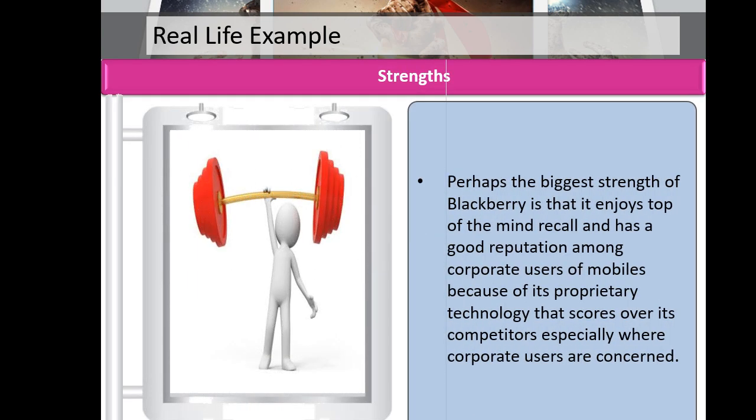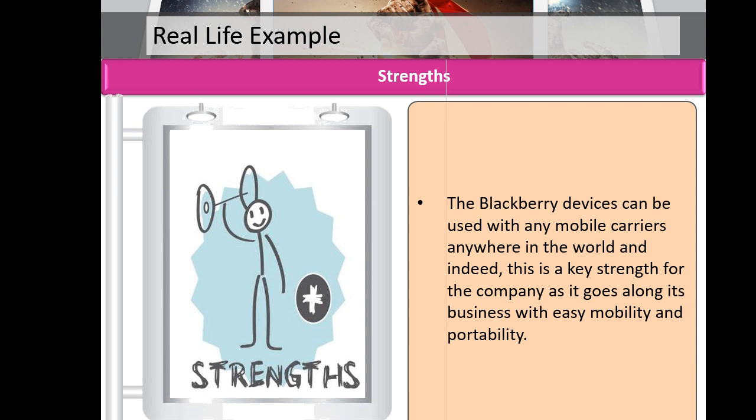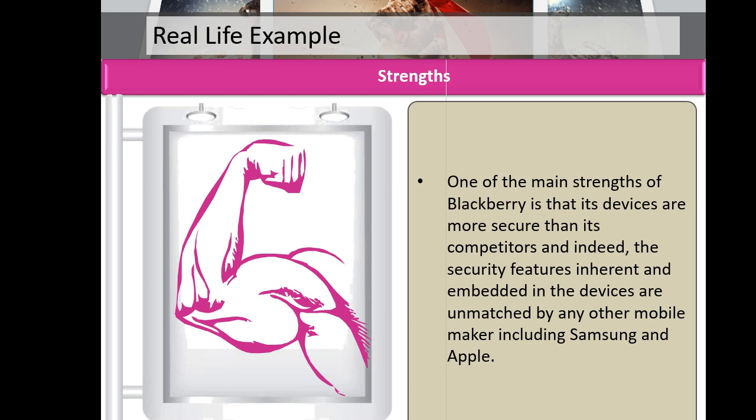So what are their strengths? Perhaps the biggest strength of BlackBerry is that it enjoys top of the mind recall as a good reputation. You see it? So among corporate users of mobile, because of its proprietary technology that scores it over other competitors when corporate users are concerned. So the good name it has earned in the past will definitely speak for it. It can be used anywhere in the world, and indeed it's a key strength for the company. So anywhere in the world you are, BlackBerry is a known brand and can function very, very well.